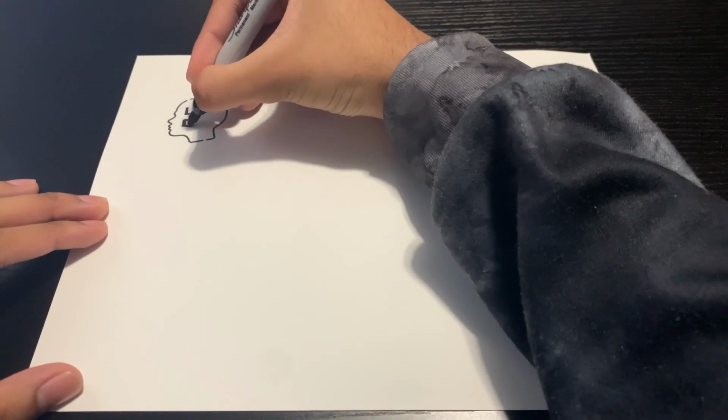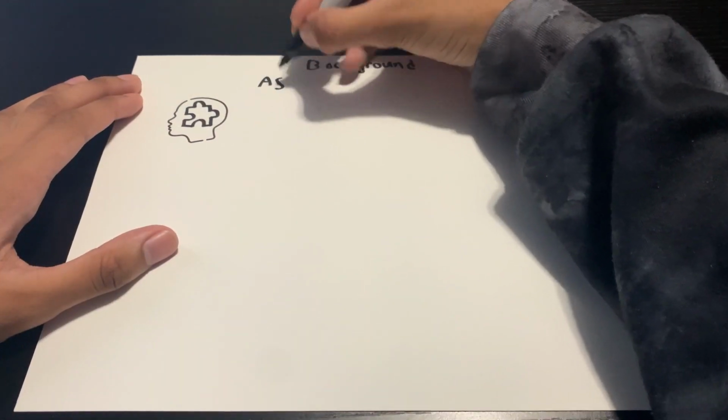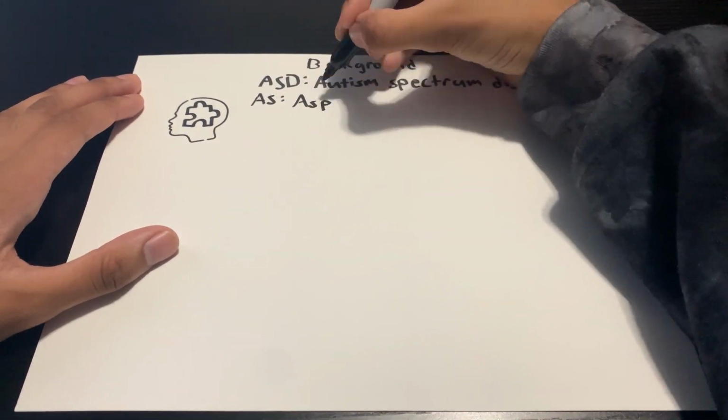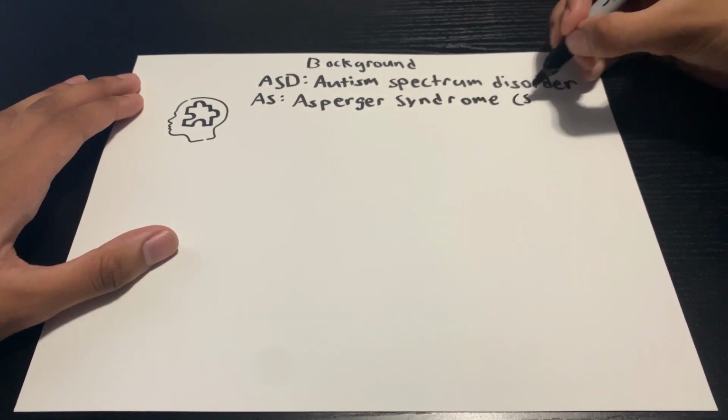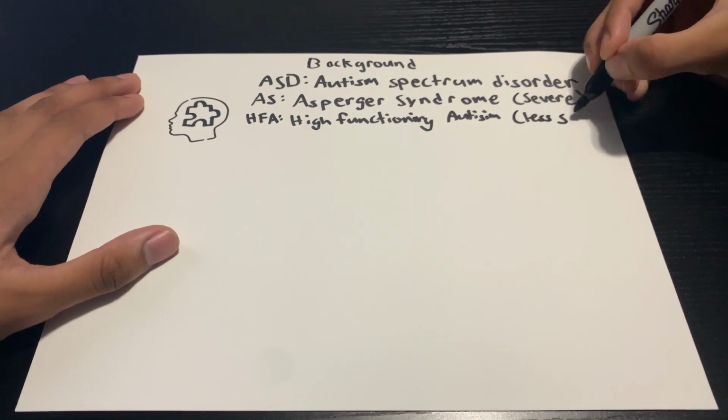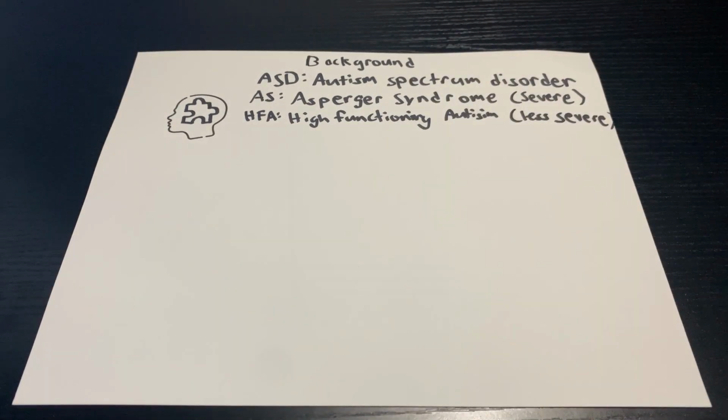For the background of Baron Cohen, we need to know two acronyms which are in the autism spectrum disorder. These acronyms are AS, which stands for Asperger's syndrome, which is on the severe end of the spectrum, and HFA, which stands for high functioning autism, which is on the less severe end of the spectrum.